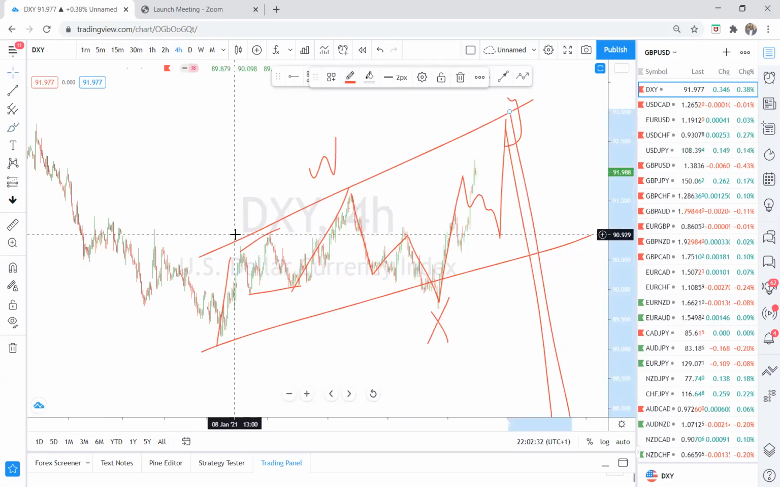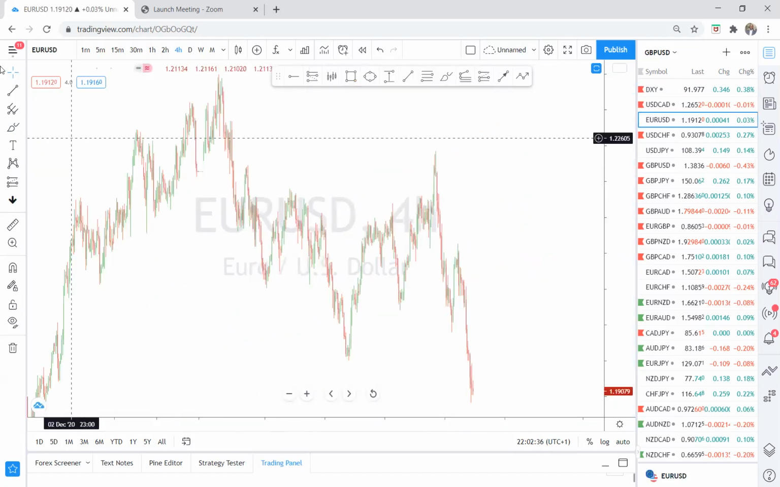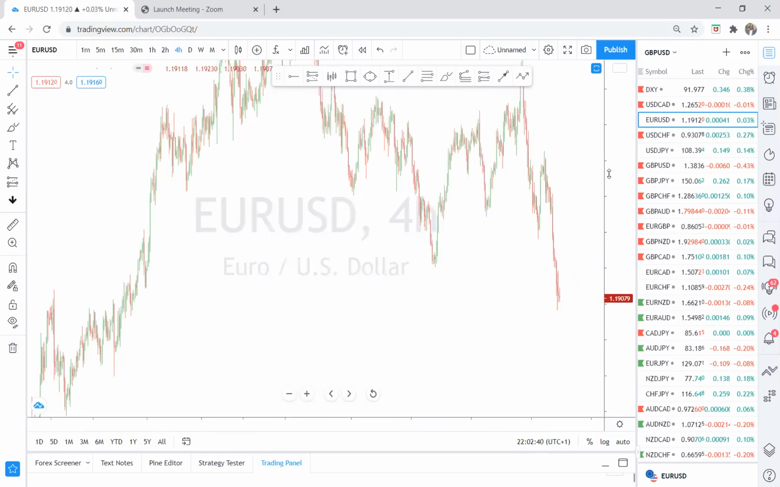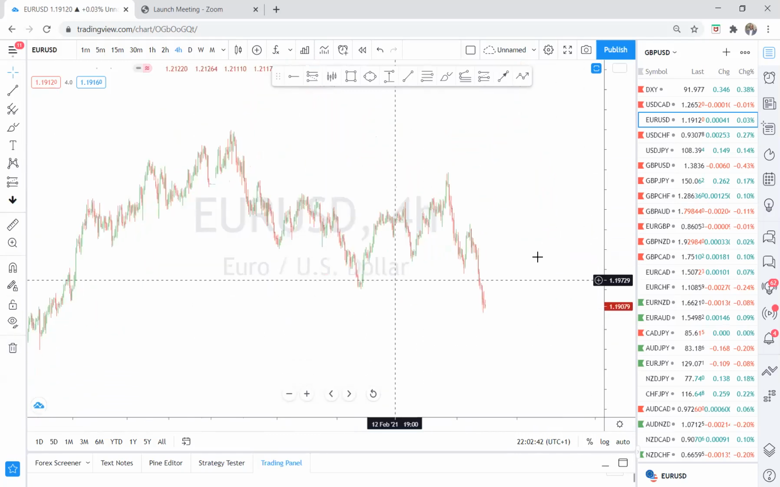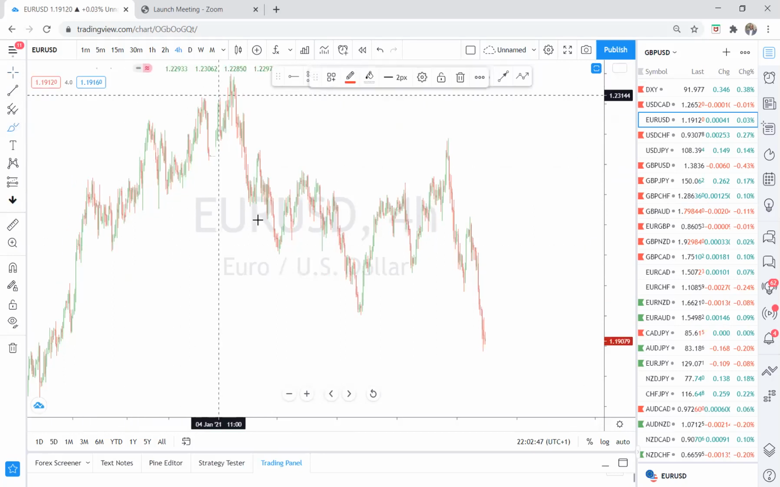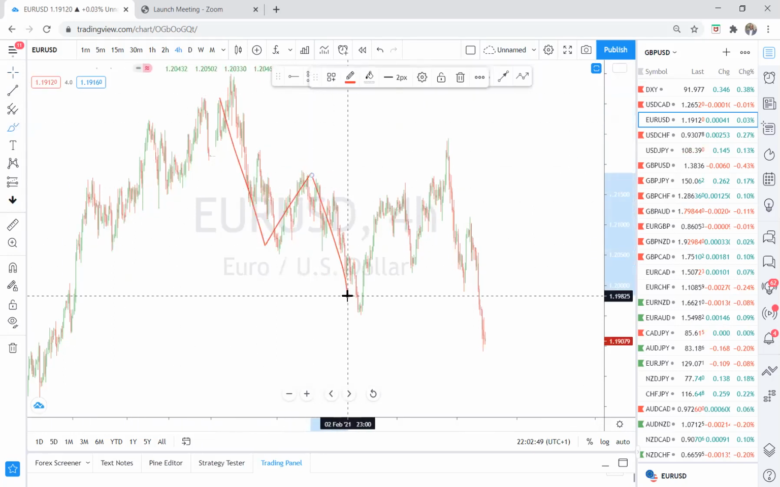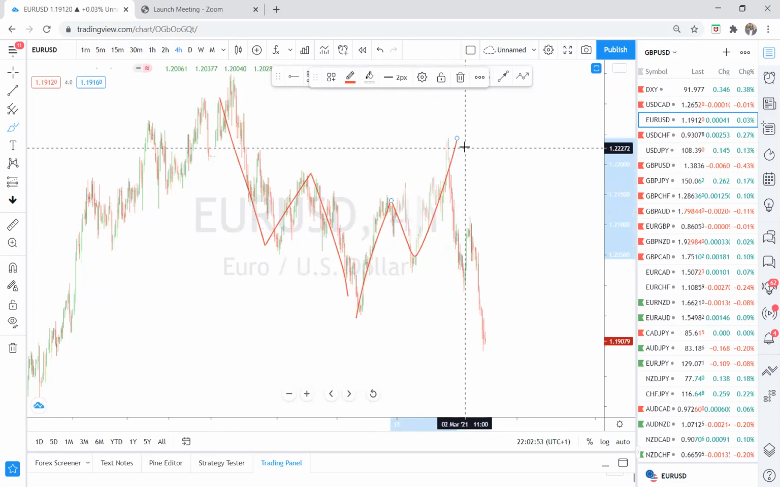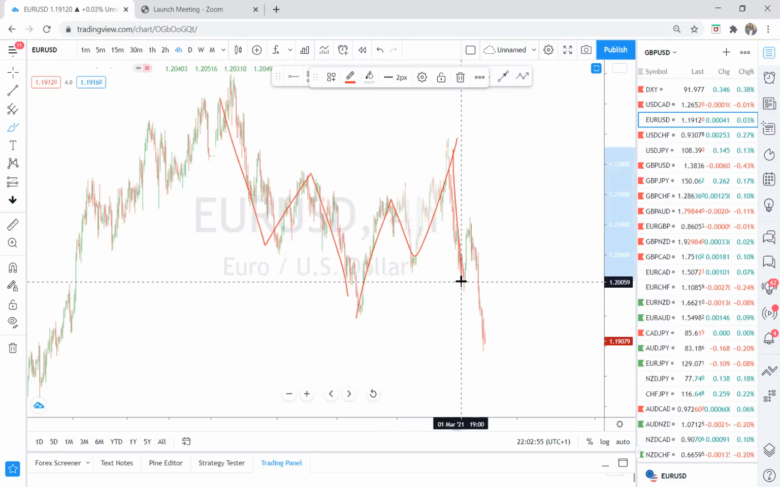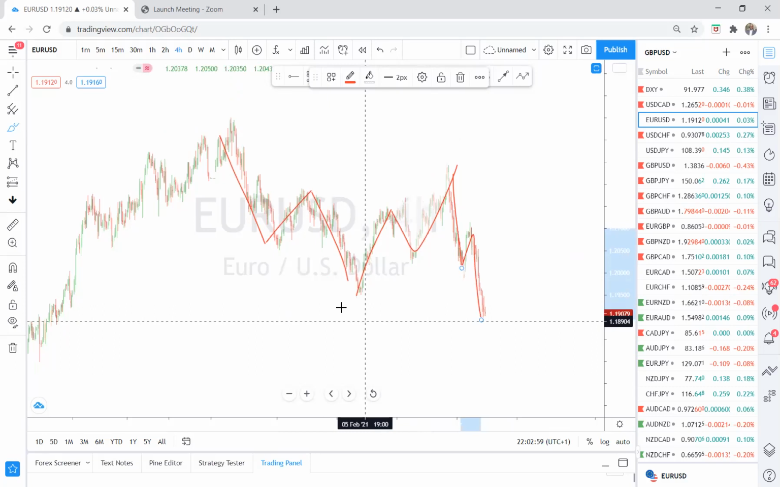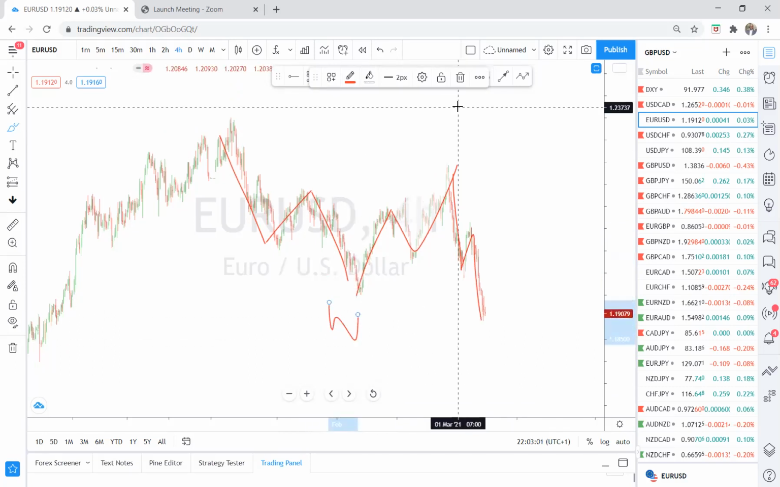That is DXY. The Euro USD will be doing opposite of DXY. Here you have three-wave move to the downside. Here you have three-wave to the upside. Then we expect that you should have a three-wave move to the downside to complete WXY structure.